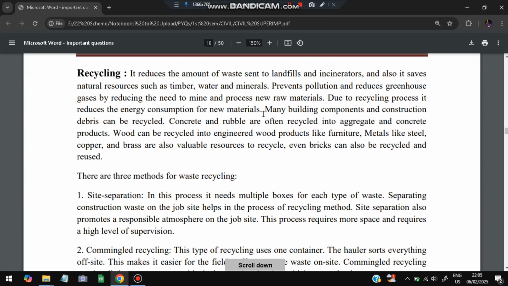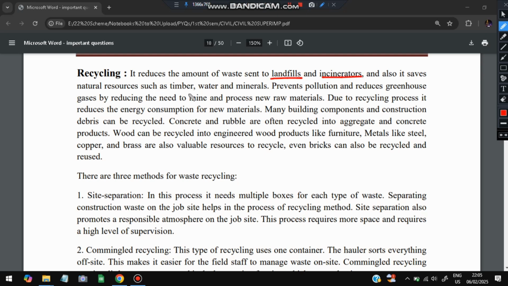So what is recycling? Recycling we can use for providing efficient buildings. A lot of waste gets produced by the people living in the building, right? So if all of that waste gets recycled, the building will be much more energy efficient. It reduces the amount of waste sent to the landfills and incinerators.